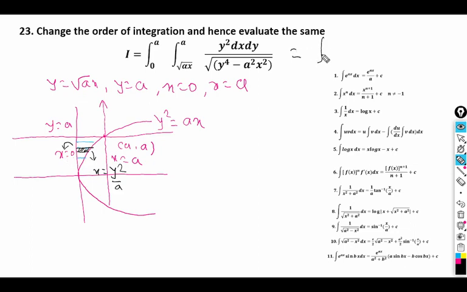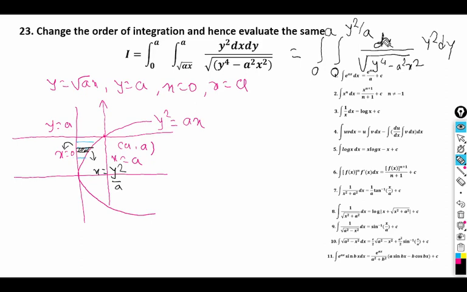So the change of order of the double integral: the limits of x will be from 0 to y square upon a, that is the inner limit. The outer limit is the minimum and maximum value of y, 0 to a. Now the order becomes dx dy, so y square dy is a constant, and we get dx upon root of y to the 4 minus a square x square, with y square dy as it is, like a constant, because we are going to integrate first with x.